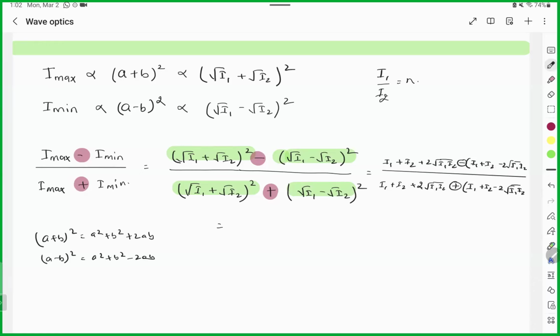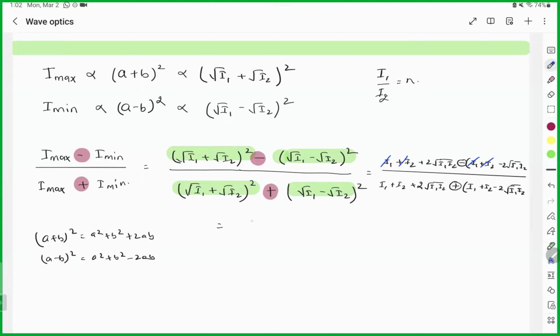Chandra, you did the same thing. Sir, I divided the I2. Sir, here only. Root. Okay. I1 divided. So this cancels, this cancels, this minus minus will become plus.